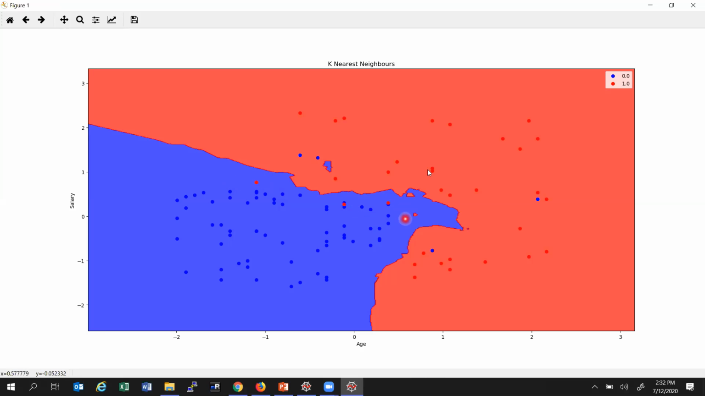And 7 readings were wrong. So 3 are here and another 4. This blue dot, these are nothing but your false positive. You said these people are going to buy the car, but actually they are not going to buy the car. These are blue. Okay. Clear to everyone?